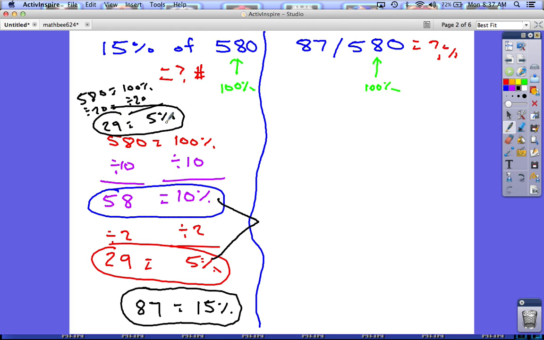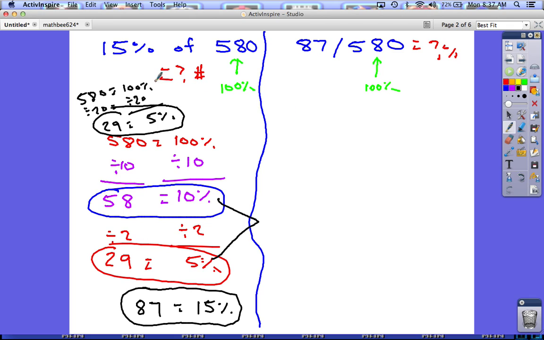And if you think about this, how many 5% do I need for 15%? Well, I need 3 of them. So if I do 5% times 3, that's 15%. 29 times 3, that's going to be our 87 right there as well. So you can be very flexible with these.